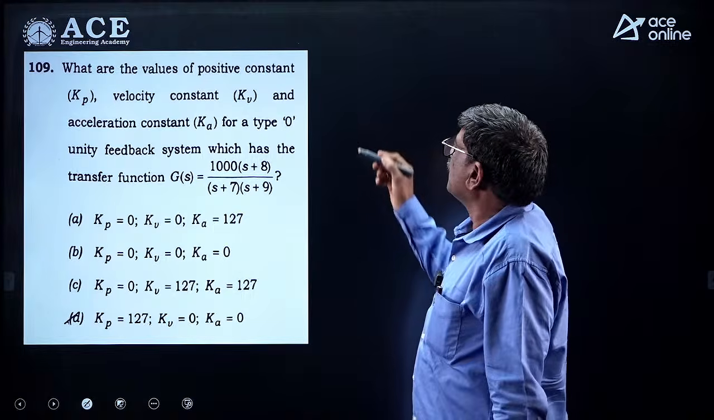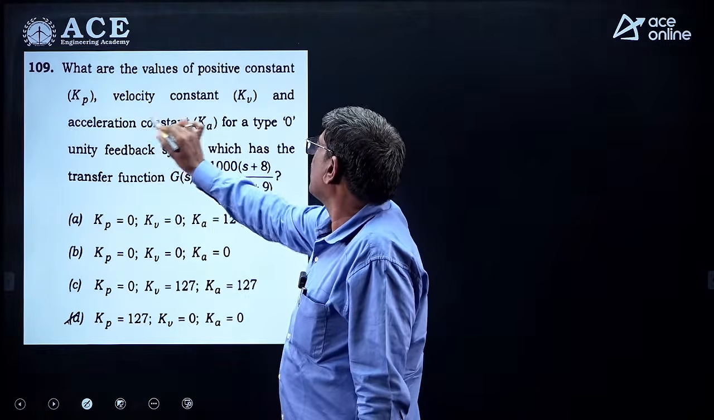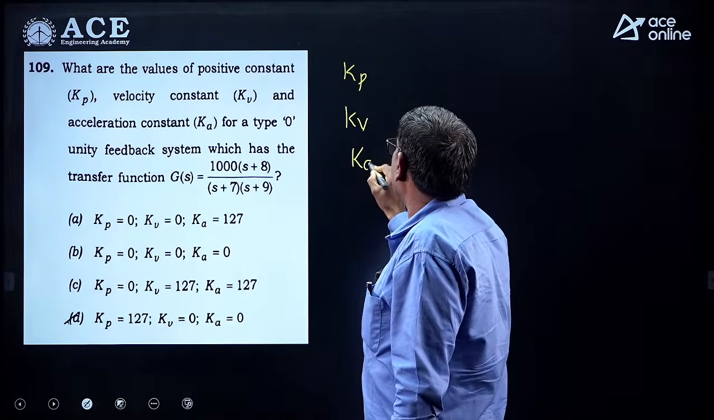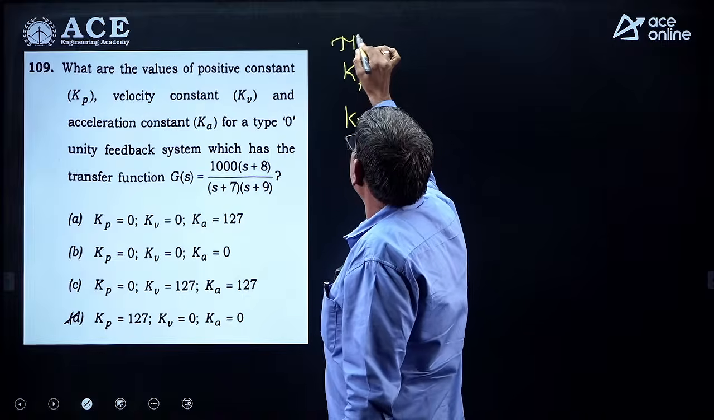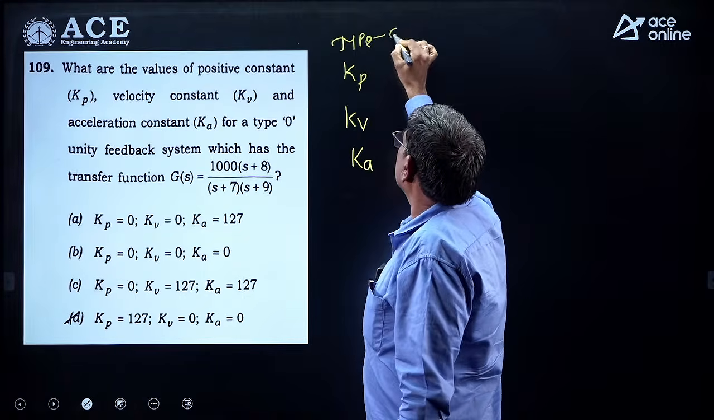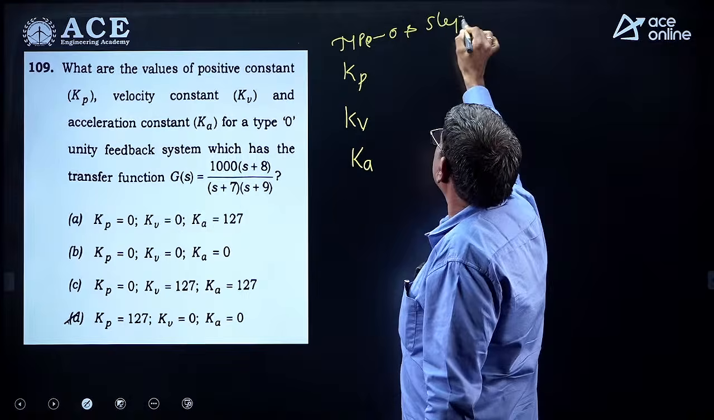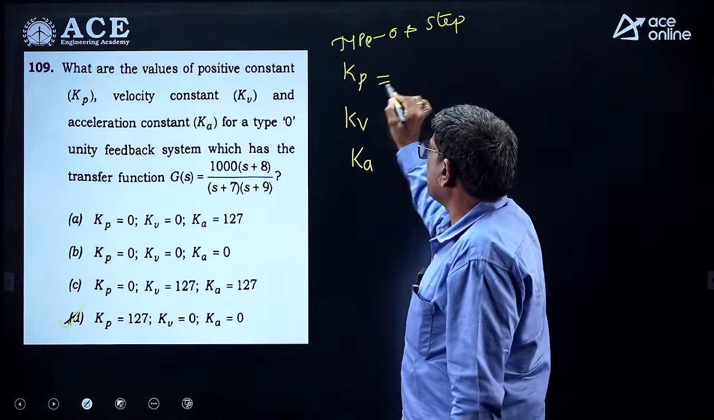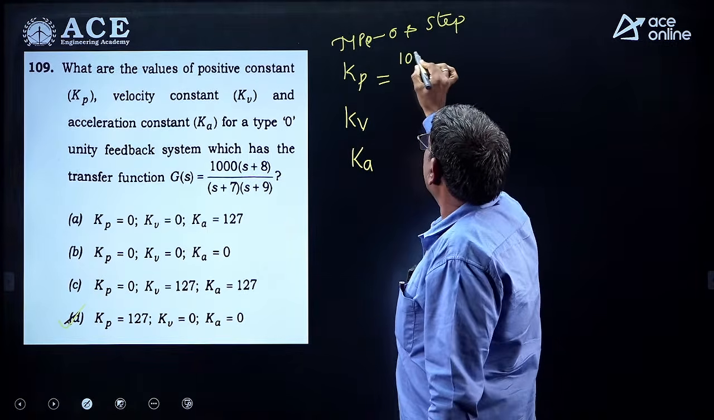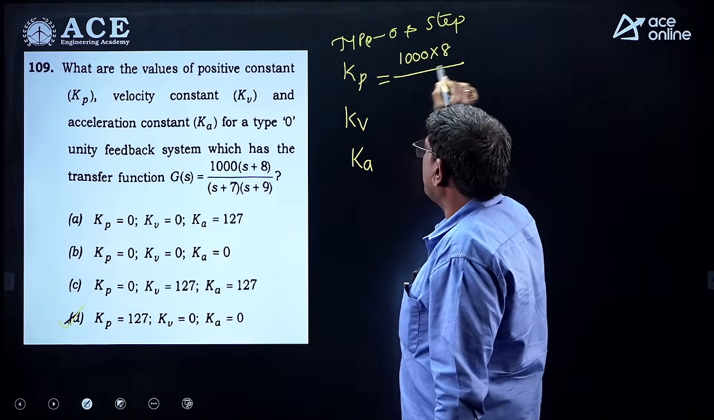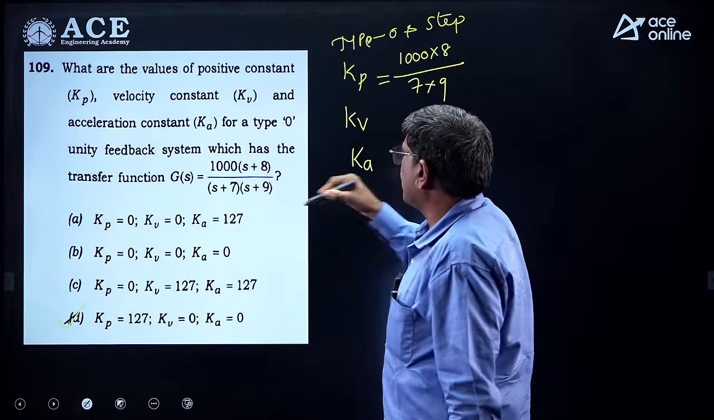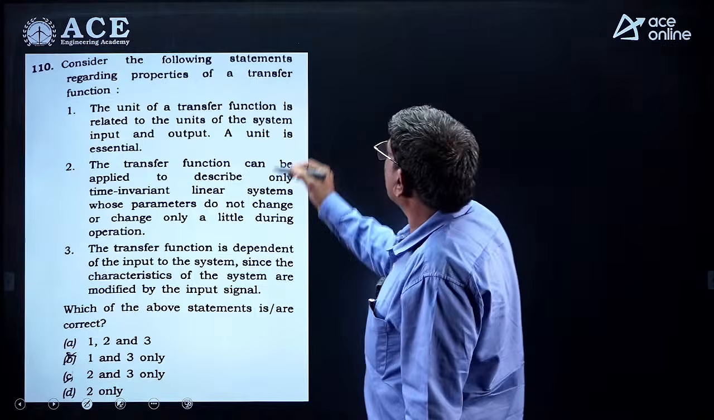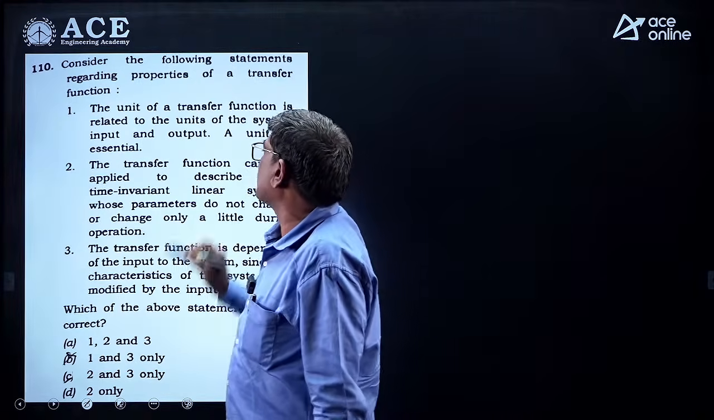Next, here they are asking for the error constants Kp, Kv and Ka. It is a type 0 system. A type 0 system gives a constant steady state error only for a step input. For a step, the error should be constant, the remainder should be 0. That means answer D. Or you can find the Kp value, the numerator constant, so 1000 into 8 divided by 7 into 9. You solve it, you will get 127. So answer D.